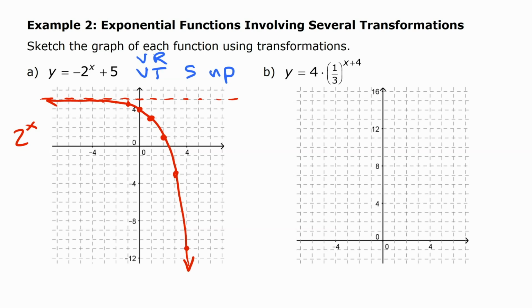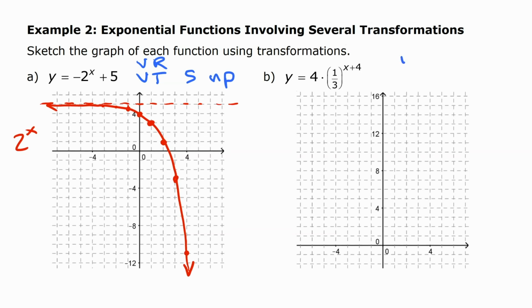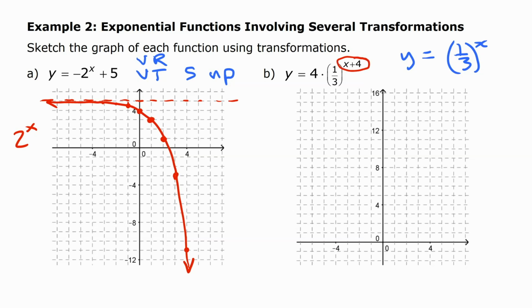All right, let's look at the second one here. So our base function here is y equals 1/3 to the x, but a couple of changes have happened there. Instead of x, we have x plus 4. We've replaced x with x plus 4, and then we've multiplied the whole thing by 4 in front here, right? So what we have is two different changes. That is going to be a horizontal translation of 4 to the left. And then this 4 right here is a vertical expansion by a factor of 4.